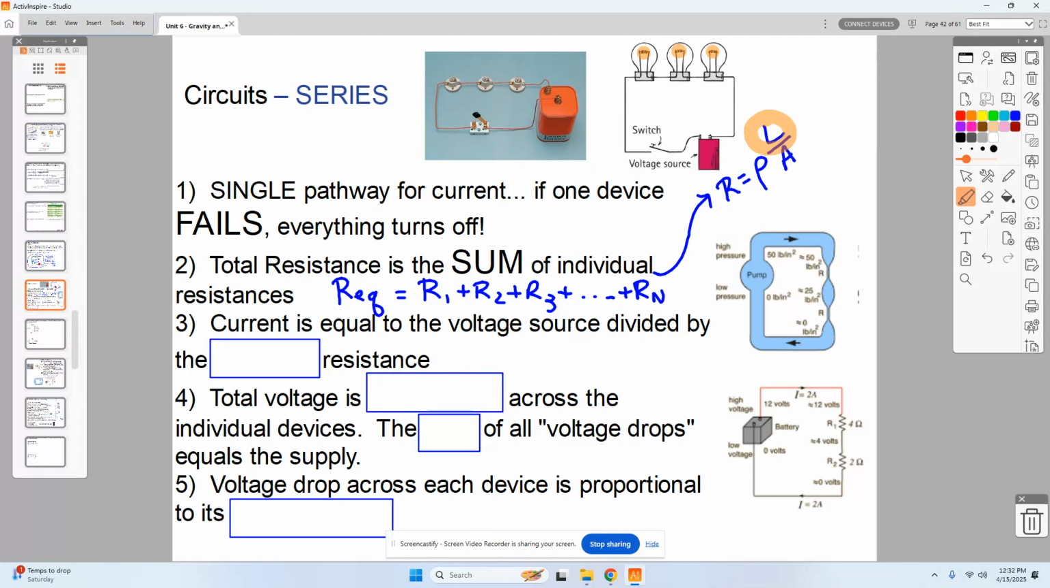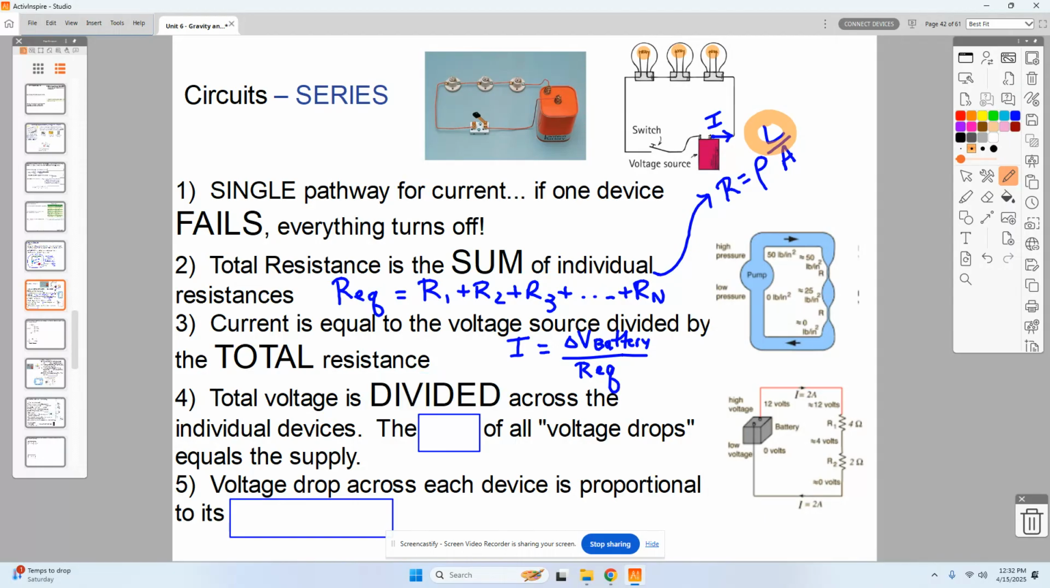The current is equal to the voltage source divided by the total resistance. So if I want to find the current flowing through that battery, let's say I have some electrical current flowing through there, that current can be found as the voltage from the battery divided by the total resistance. And again, that goes back to that I equals V over R concept that we studied in part 2 of this unit. Same idea here. Total voltage is divided across the individual devices, and the sum of all those voltage drops would be equal to the supply.